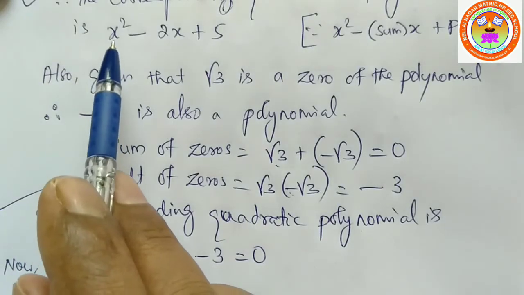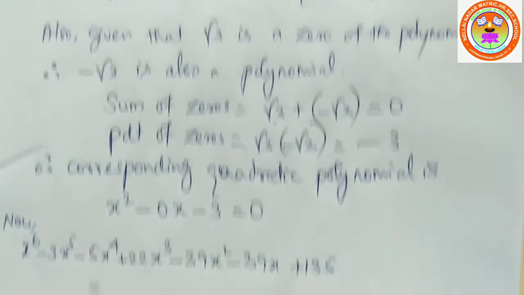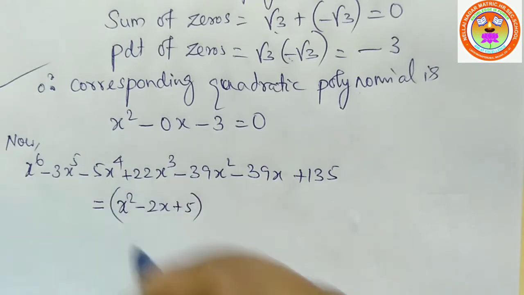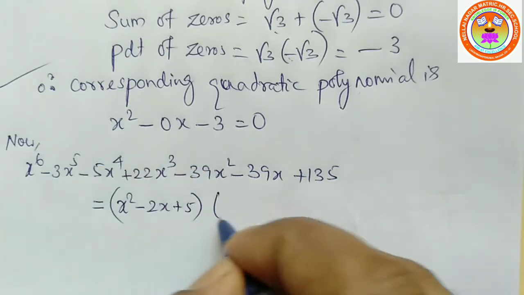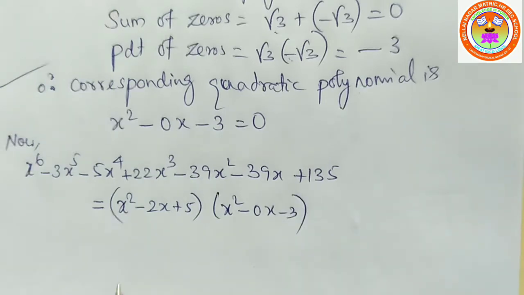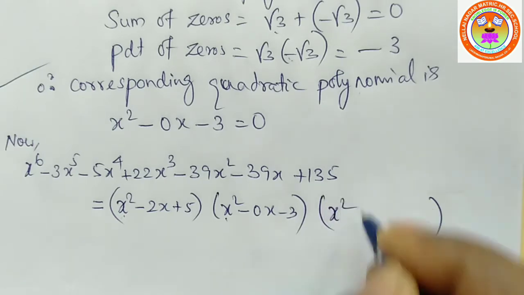See, the first one is x square minus 2x plus 5 into the other one, here we have x square minus 0x minus 3. See, when we multiply these two polynomials, x square into x square is x raised to 4 only, right? But here we have x raised to 6. So we have to put one more quadratic polynomial. So we have to take the third quadratic polynomial as x square.